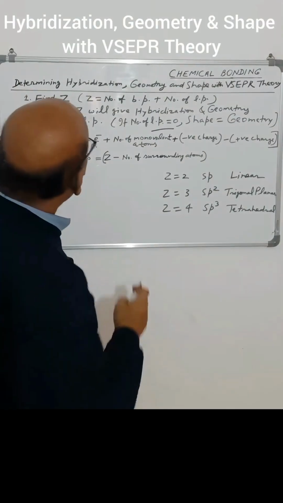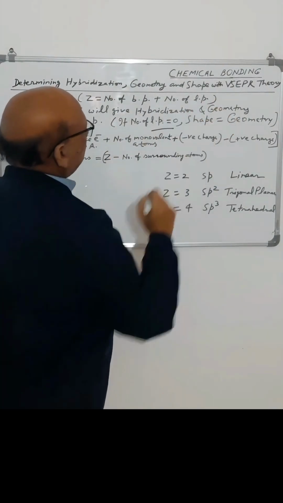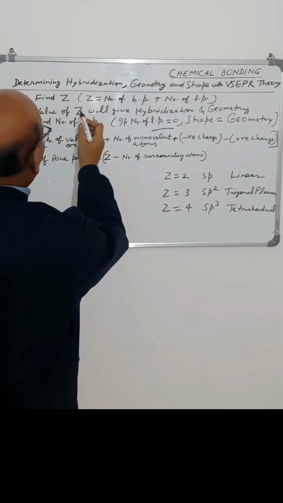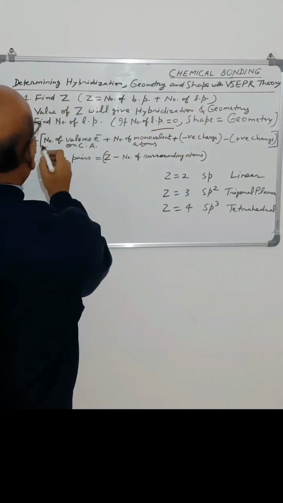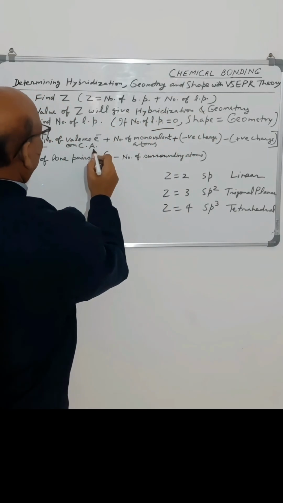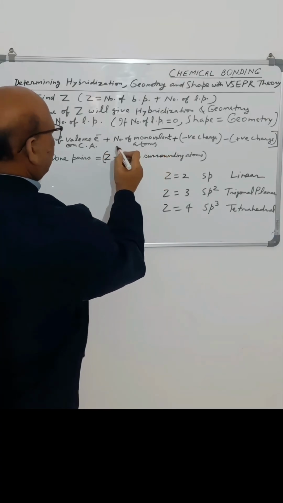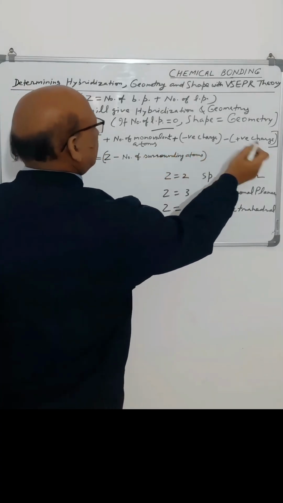Today we will discuss how to find hybridization geometry and shape with VSEPR theory. तो सबसे पहले हम z की वैल्यू निकालेंगे, where z will give us the number of bond pairs plus number of lone pairs. और z का फार्मूला है half into number of valence electrons on central atom plus number of monovalent atoms attached with it plus negative charge if any minus positive charge if any.